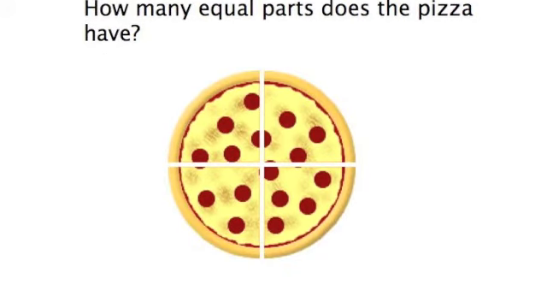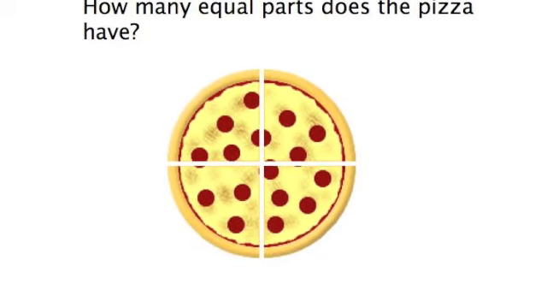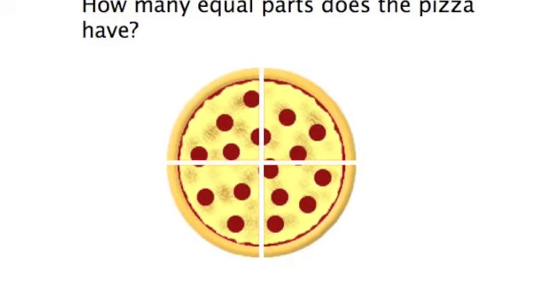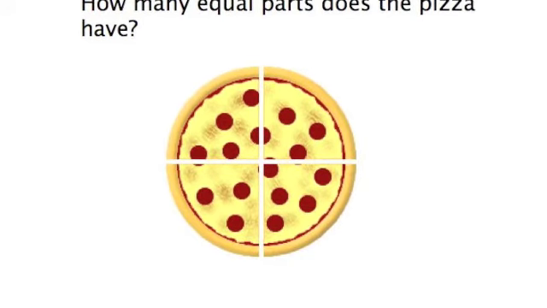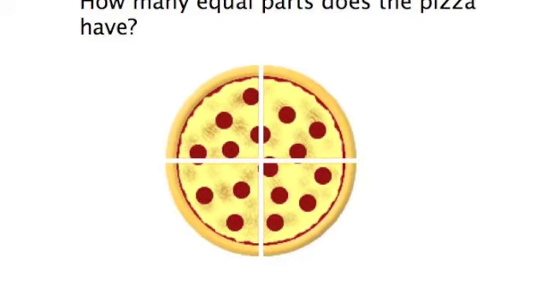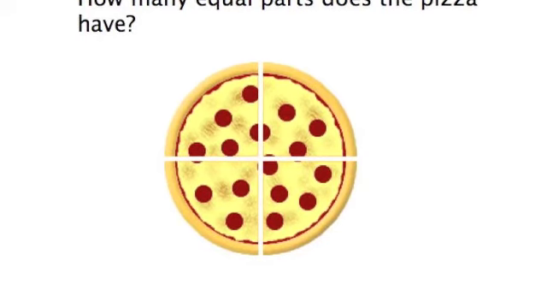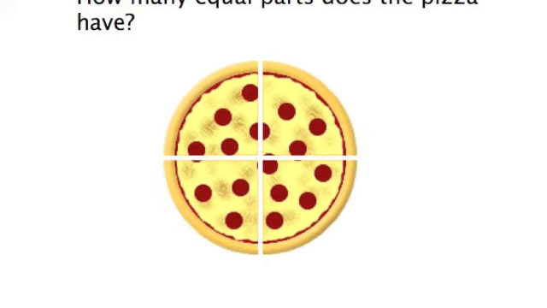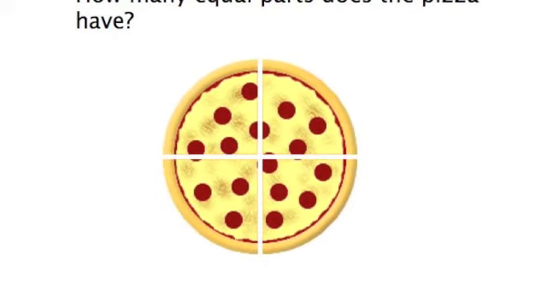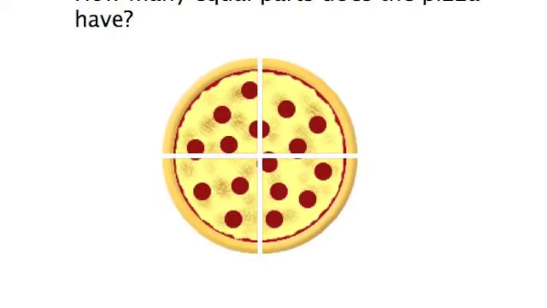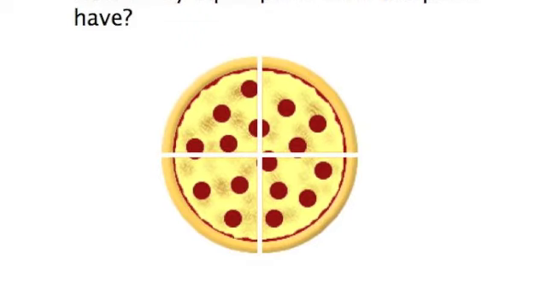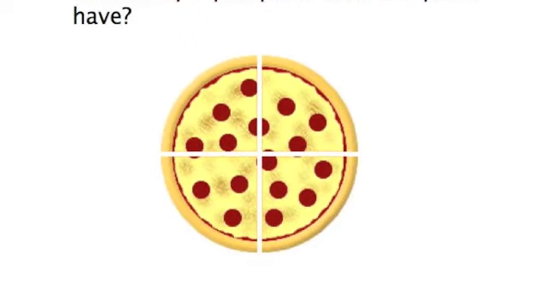Now let's look at this one. How many equal parts does the pizza have? I have put this pizza into a certain amount of equal parts. I want you to look at it and tell me, how many equal parts does this pizza have? This will help you determine your denominator. How many equal parts something has always determines your denominator.